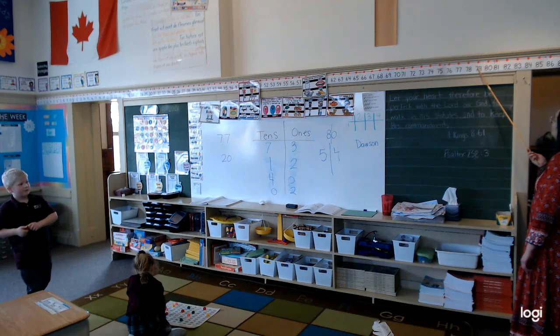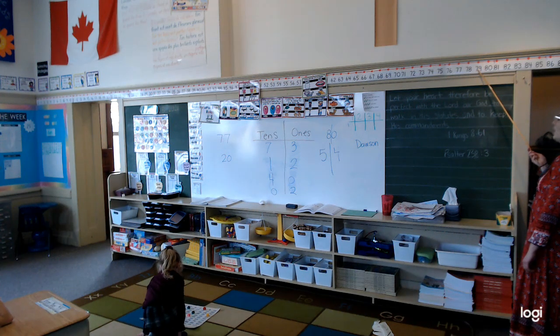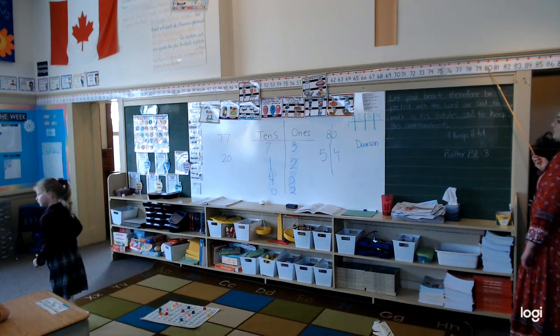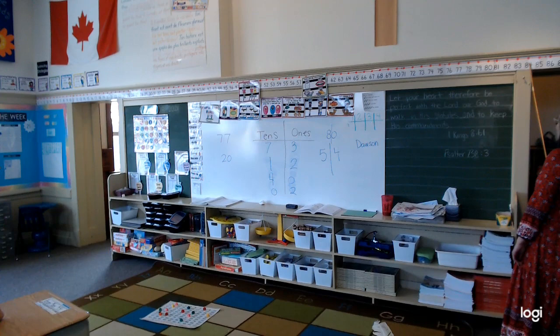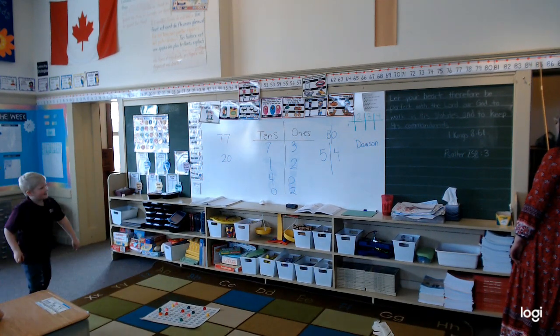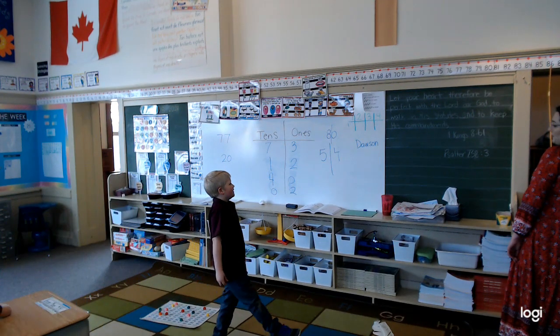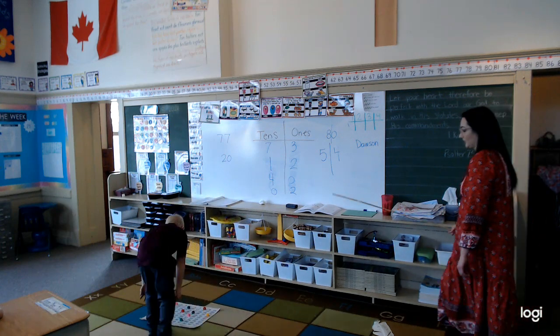79. Let's do 7 more, Levi. 81. Let's go 1, 2, 3, 4, 5, 6, 7. What number are we on, Levi? 86.